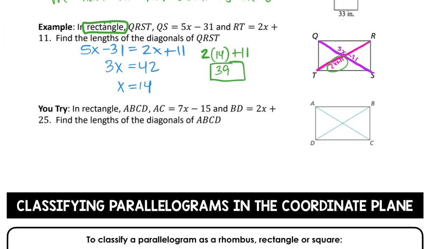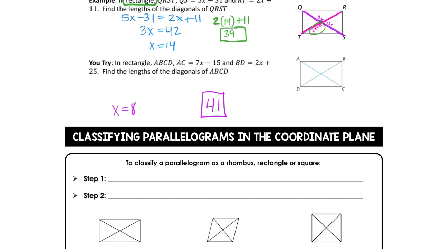Okay, I think I'm going to skip this you try. It's pretty much the same thing. If you're working from home, feel free to solve it. If you want to try it yourself, here's what the final answer should be. X equals 8, and then the length of the diagonals should be 41. But it's pretty much the same thing. You're just setting these equal and solving.